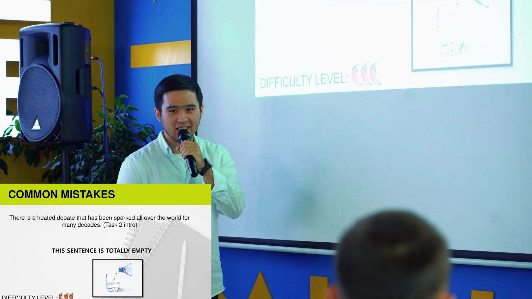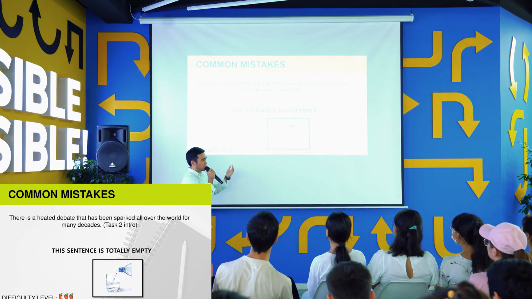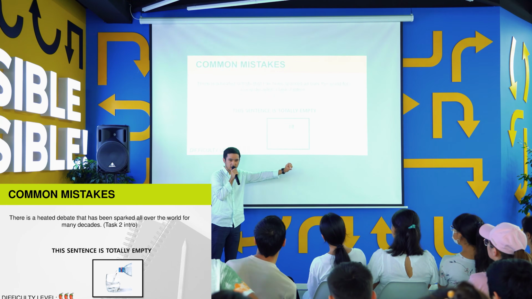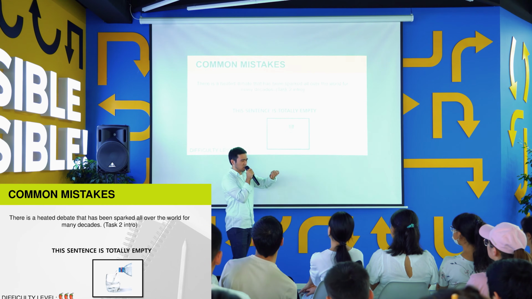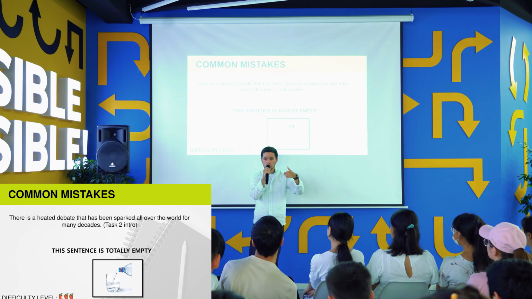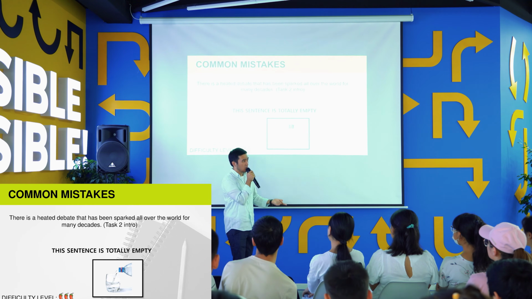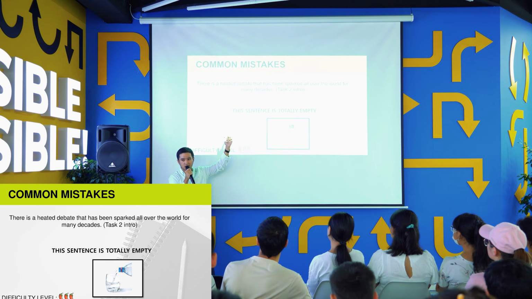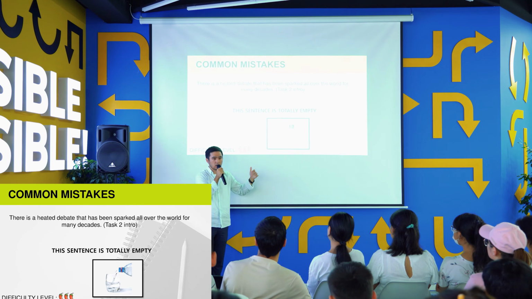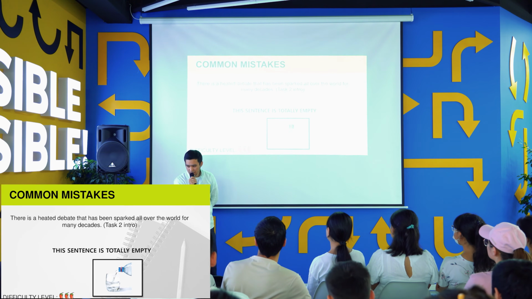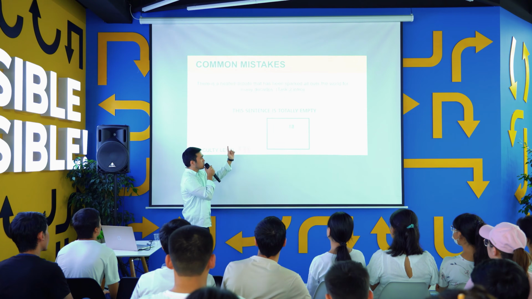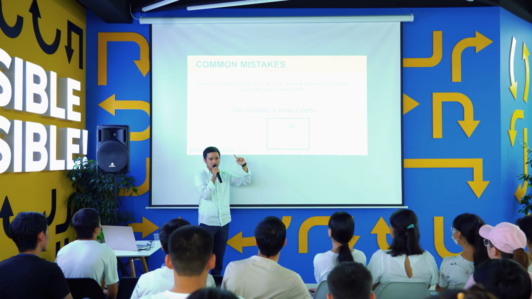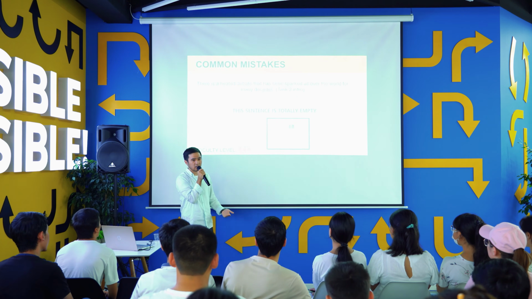Where is the meaning? In task 2, you are given a topic, right? And the first sentence there should be either a general statement about the topic, or a paraphrase of your topic. What do you see about the topic? This is a memorized sentence, a memorized response. There is a heated debate that has been sparked all over the world for many decades. You can use this one for any discussion essay, and you will end up having your 5.5 for writing.